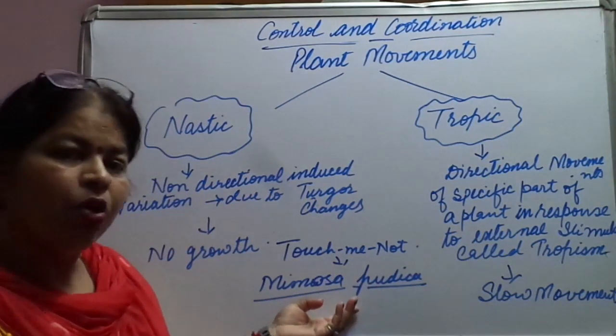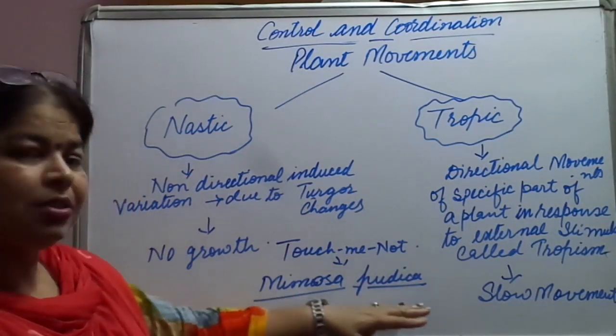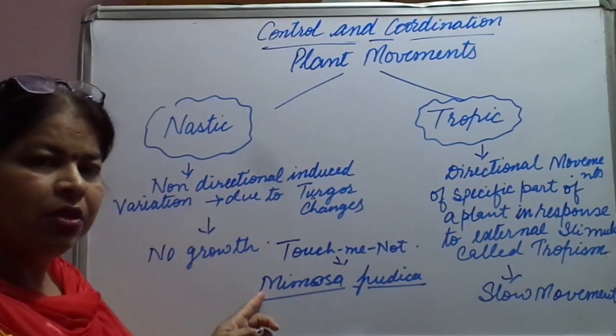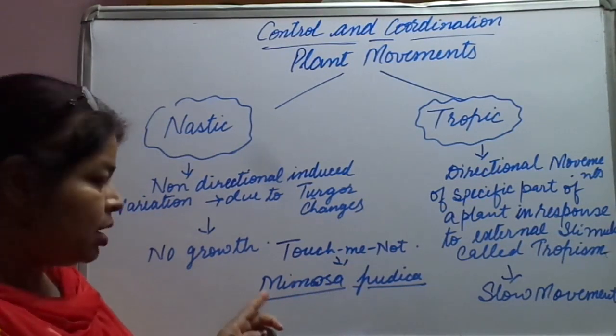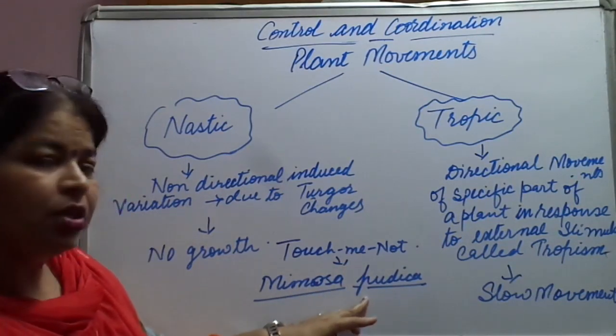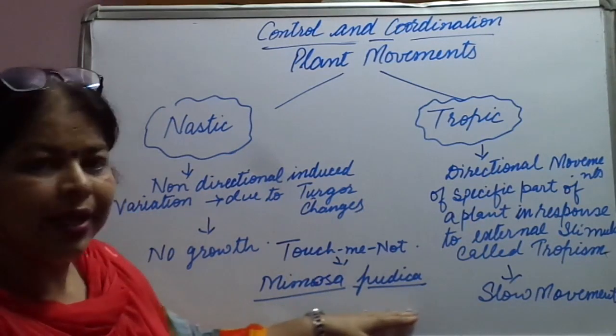I hope you remember how scientific names are written. This is the genus, this is the species, and the genus initial letter is always written with a capital letter. Okay, and it will be written in cursive. And the species is always written with the initial letter in small, and you are going to underline it.